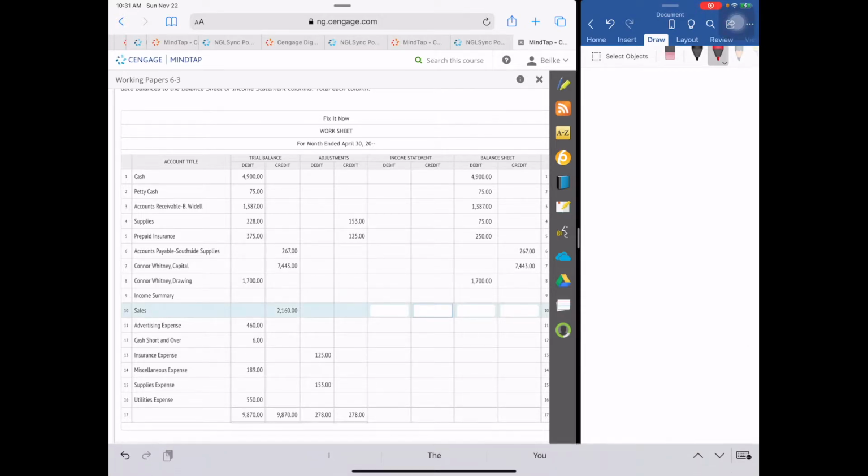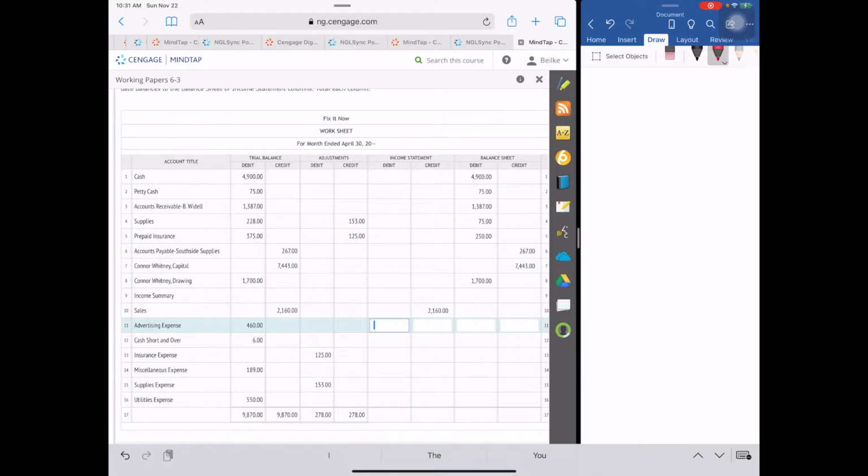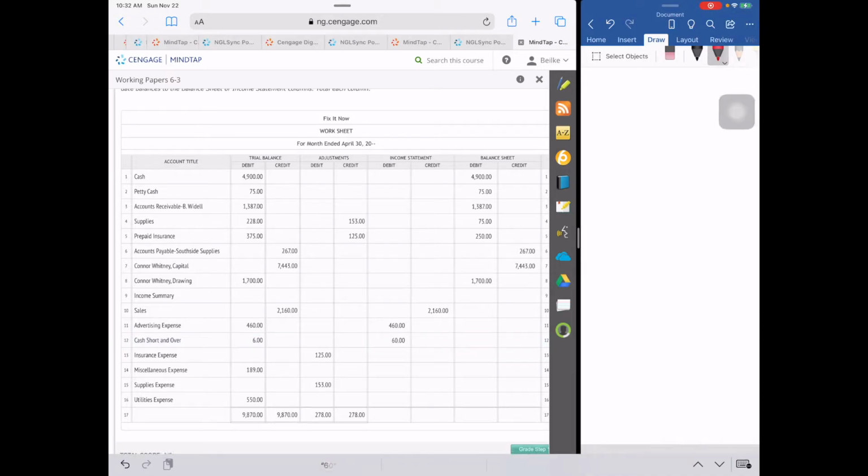So if you look at this one, sales is revenue. Income summary has no balance, so we're going to just skip over that one. Our sales is a revenue account. It goes into our income statement column. It has a trial balance credit balance, so therefore we transfer that $2160 as a credit. Advertising expense is also an expense that goes into our income statement, so we'll transfer that as $460. Cash short and over is an expense, so we'll transfer that as a debit.